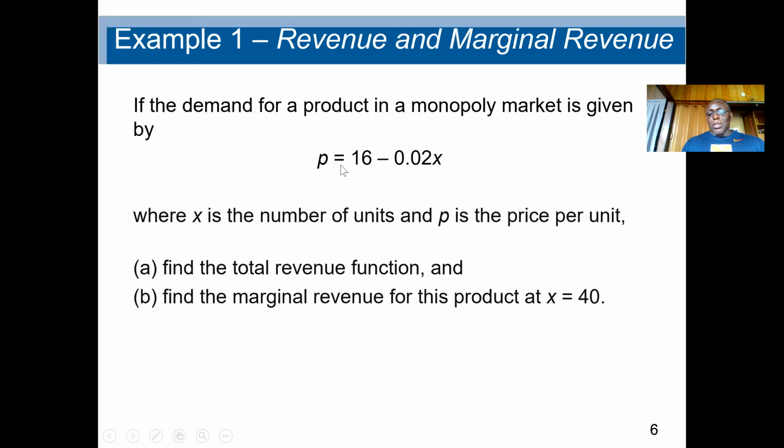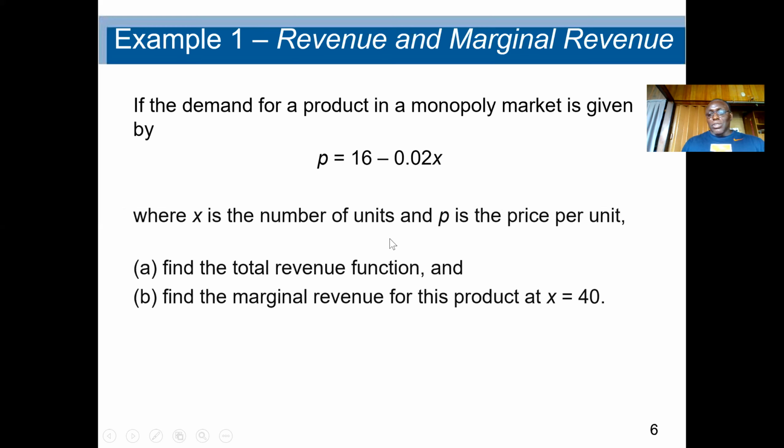Total revenue will be P times X, because X is the number of units. P is the price per unit, so P times X. Now, to find the marginal revenue, we have to find the derivative of the revenue function, where P is 16 minus 0.02x. So multiplying by x, we get 16x minus 0.02x squared. That will be the answer, the revenue function.